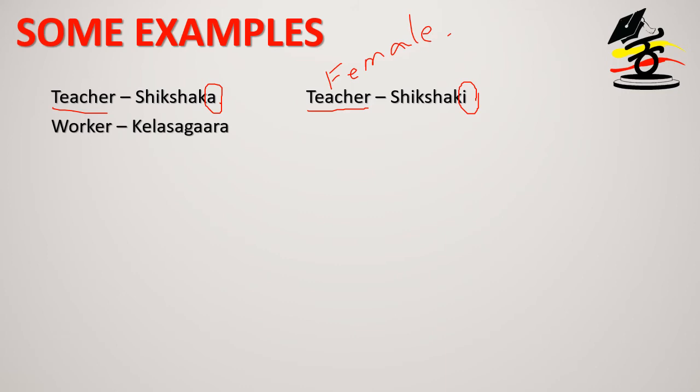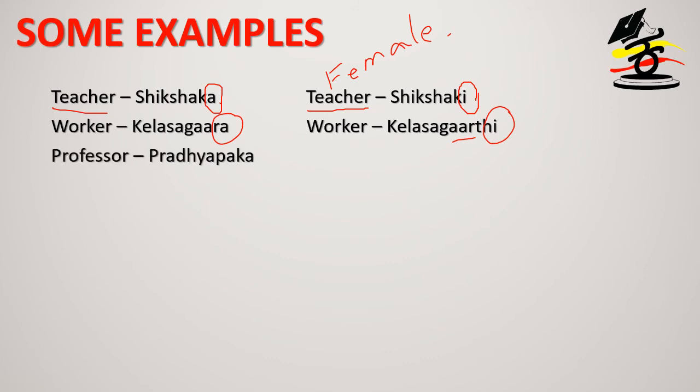When I speak about a worker, it is kelasagara because it is ending with A. And when I speak about the female worker, it is E, kelasagarti. Don't worry about why it is not kelasagari. I'll be telling you in further classes, or you might not require it as well, just because you're learning only how to speak. It is all about complicated grammar, and don't worry. So for professor, it's pradhyapaka, it's ending with A, that is a male professor. If it was a female professor, it is ending with E, pradhyapaki. You're just getting to know the difference between male and female.